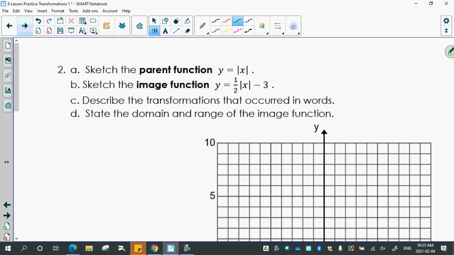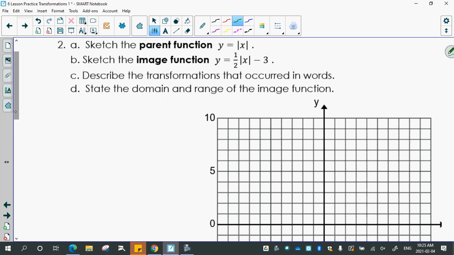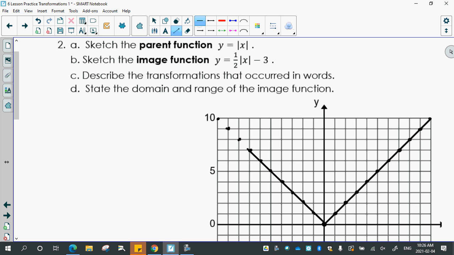Sketch the parent function y equals absolute value of x. So we've got a new parent to draw. So that's our V shape. Okay? So we're going to draw that parent. So it's got the vertex here. And then it's just the V, over 1 up 1 in both directions. And use a ruler when you're drawing the absolute value function. And make sure you put arrows on the ends of your graph there.